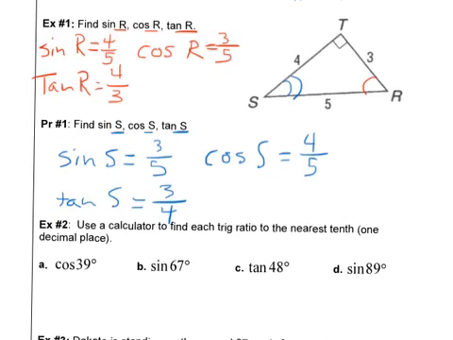Something kind of interesting to point out, since these are two angles of the same right triangle: look, the sine of s is the same thing as the cosine of r, and the cosine of s is the same thing as the sine of r, and the tangent of r is the reciprocal of the tangent of s. So just some neat patterns to think about. You don't have to really know too much about that, but later on in trig and in calculus, those patterns are going to come in real handy.